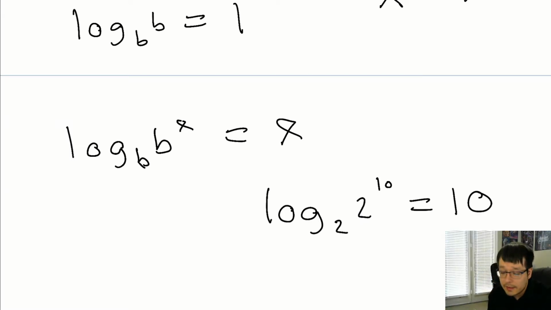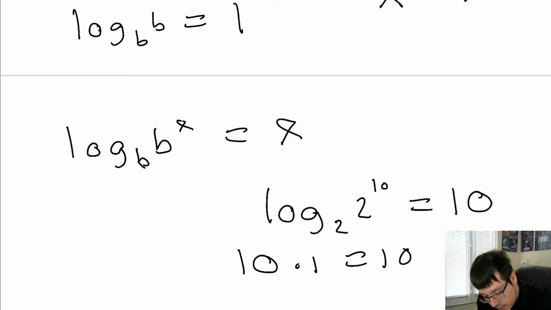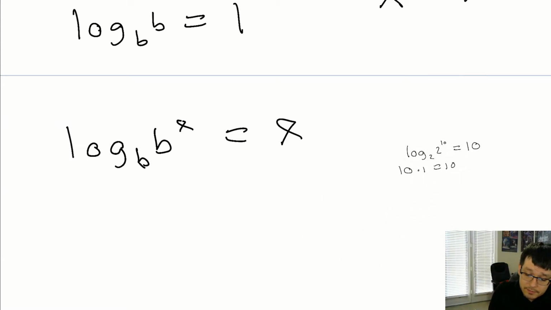And again, you use one of the other properties that I showed you earlier, because all you're doing is bringing this down, like I said earlier, and then it's just 10 times 1. So it just becomes 10 times 1, which is equal to 10. So hopefully that one's another obvious one.